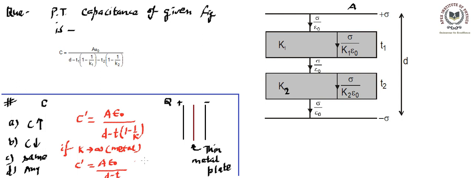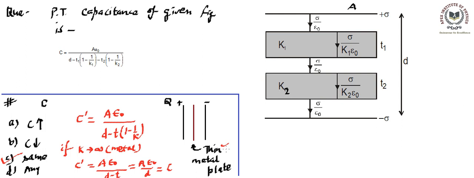However, in this particular question, it has said that a thin plate has been inserted. When we say thin, that means the thickness is ignorable. That means T is very small as compared to D. That means it will become A epsilon naught divided by D, which is the original capacitance C. Hence we can conclude that if we place any thin metallic plate parallel to the parallel plate capacitor, then there is no change in the capacitance. So the answer will be option C. It will remain the same.